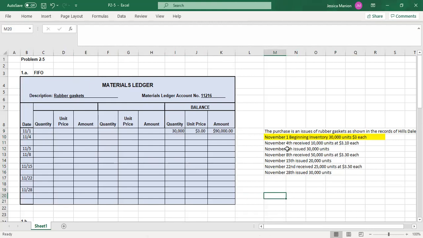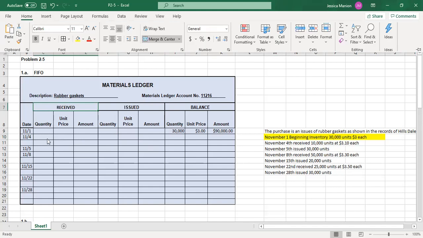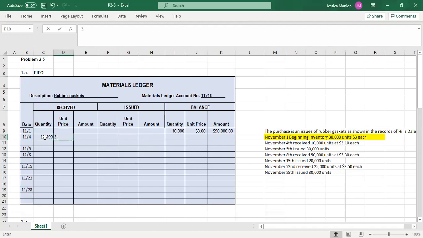The next one, November 4th, received 10,000 units at $3.10 each. This is our received, and this is our issued. Received November 4th: 10,000 units at $3.10 each equals 10,000 times $3.10, $31,000. So at that point we'd have 30,000 units that cost us $3 each, and then 10,000 units that cost us $3.10 each.